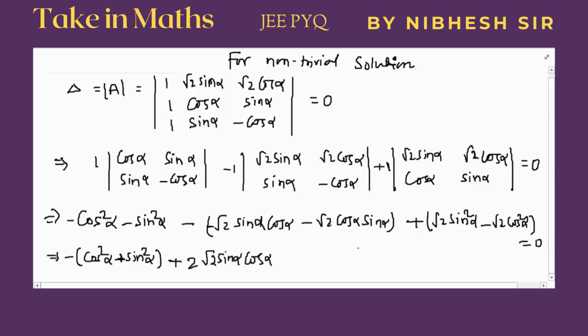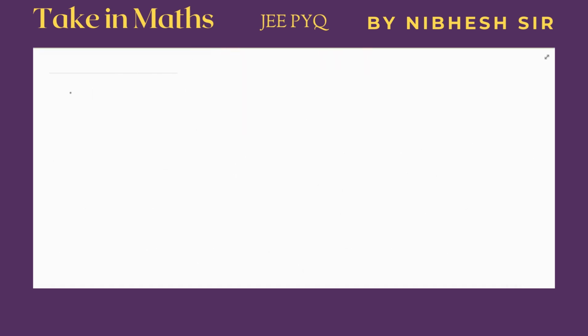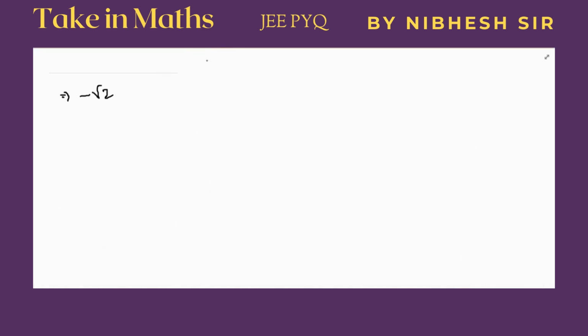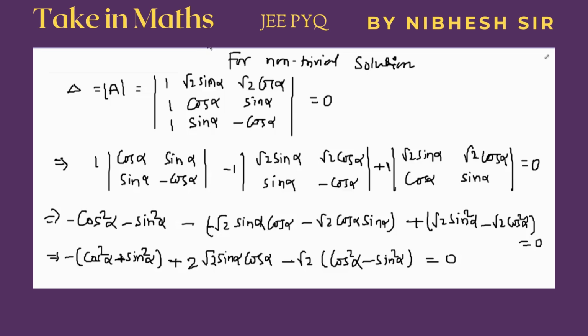And this one, if we take minus root 2 common, so this becomes cos square alpha minus sin square alpha, right? And cos square alpha minus sin square alpha is cos 2 alpha. So what I will write here is minus root 2, this is 1, right? So I write this 1 minus 1. Okay, and next what we have here? Root 2, root 2 sin alpha cos alpha.